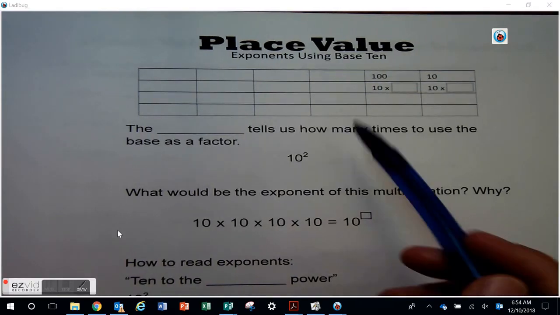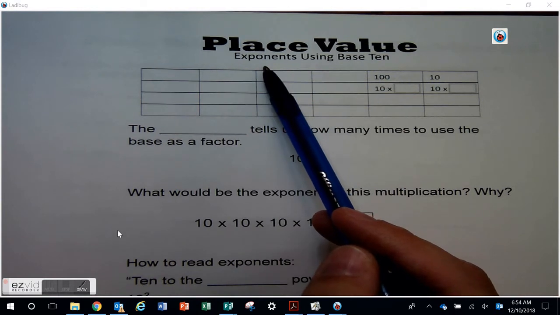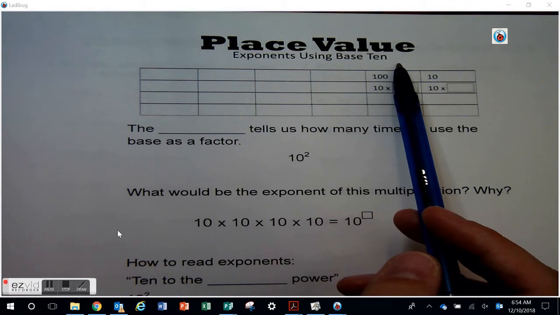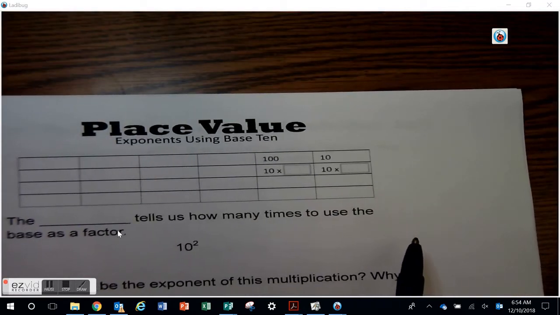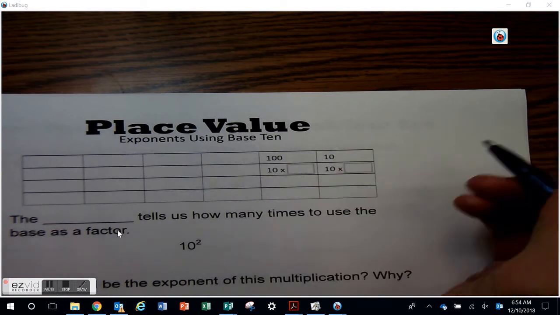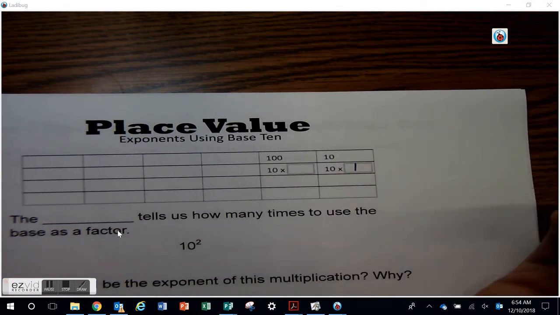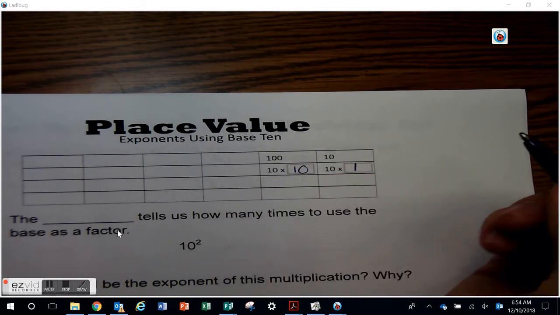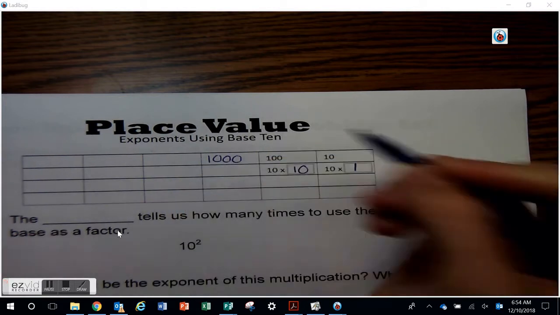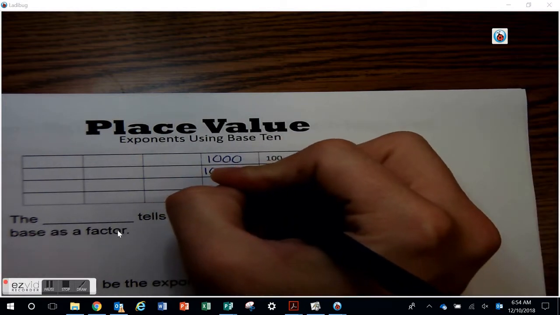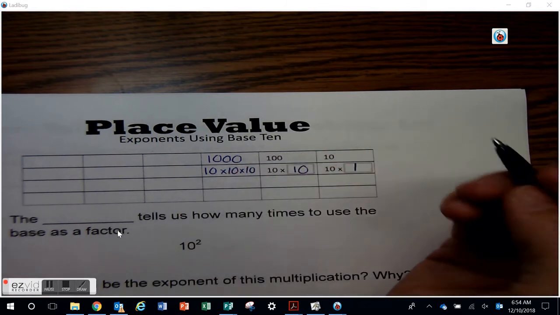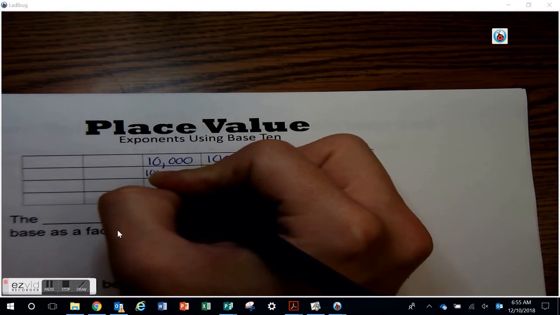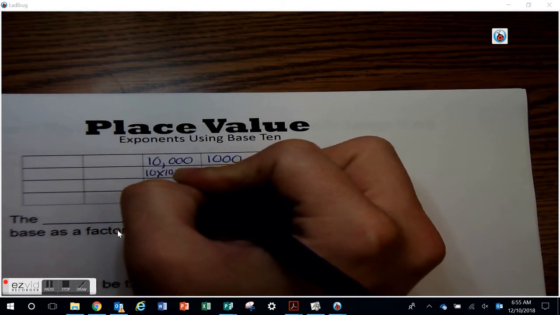Today we're going to use exponents, and these exponents are only going to be when we have a base 10. Let's look here at our chart. We have 10, which is the same as 10 times 1. We have 100, which is the same as 10 times 10. We have 1,000, which is the same as 10 times 10 times 10. We have 10,000, which is the same as 10 times 10 times 10 times 10.